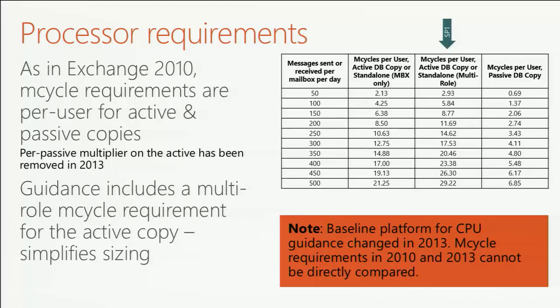So you could think of this as a number that you multiply by the number of users, and you figure out the appropriate value based on the profile and get to a megacycle requirement. The calculator has all these numbers built into it, so it's going to figure that out for you behind the scenes.